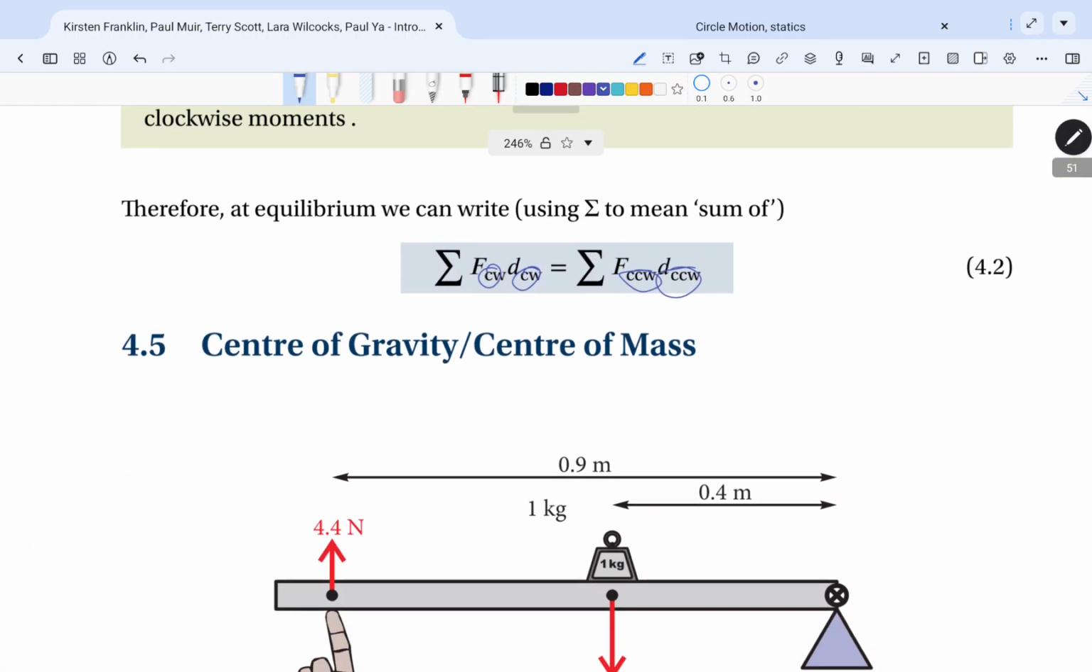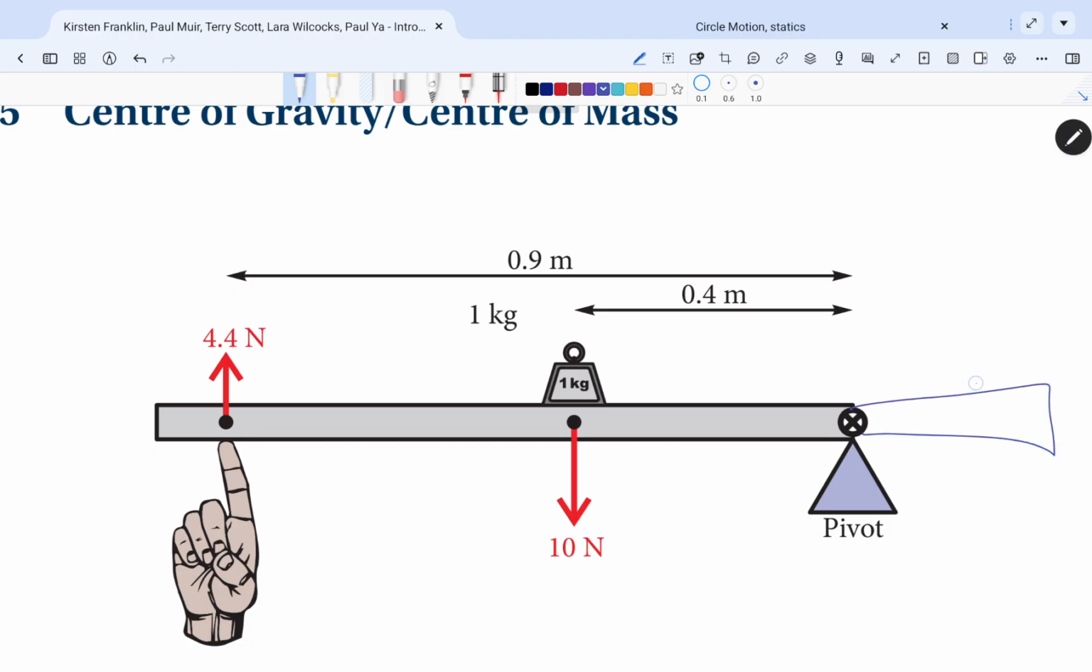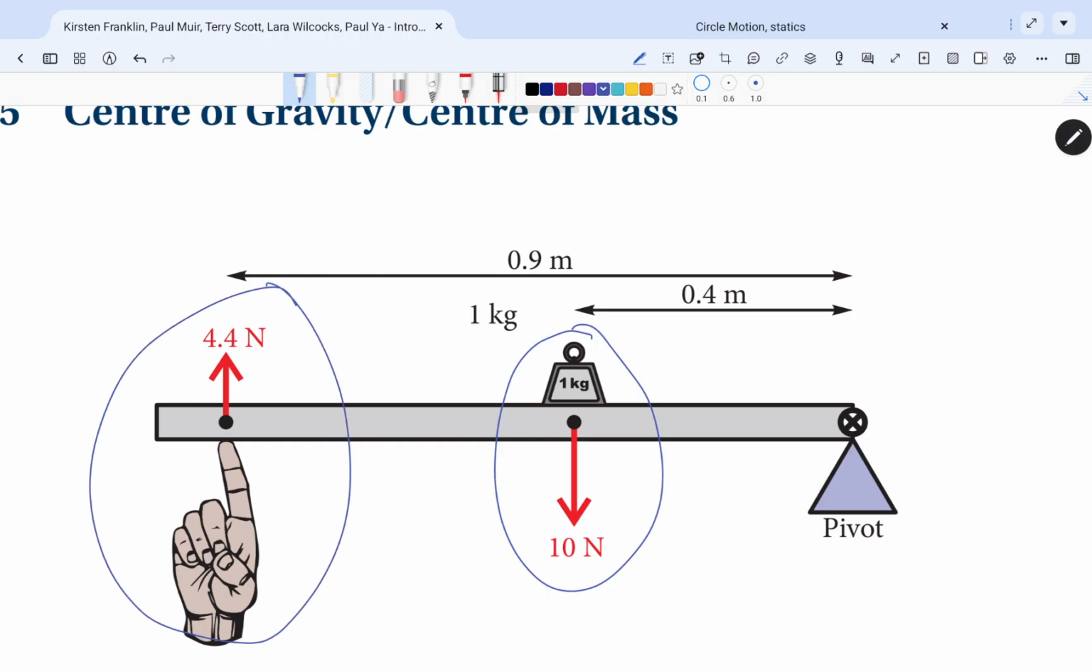Best way to understand this is an example. Let's look at this one. So we're actually operating on just one side of the pivot. Normally you'd be looking at the other side, but here we're just looking at one side. And we assume this pivot is in equilibrium, right? So what's causing it to be in equilibrium? It's this torque acting in the counterclockwise direction, and this torque acting in the clockwise direction.